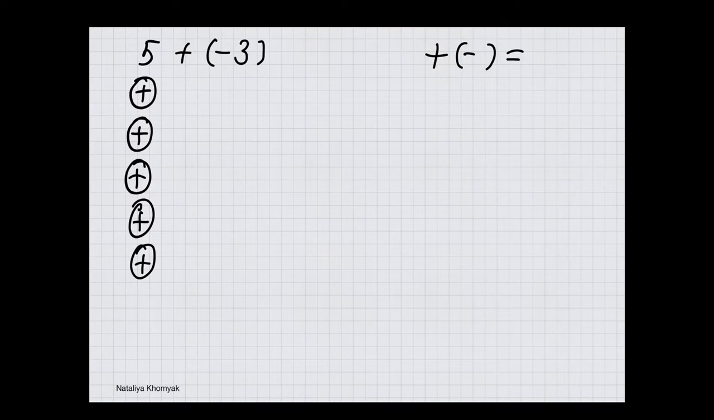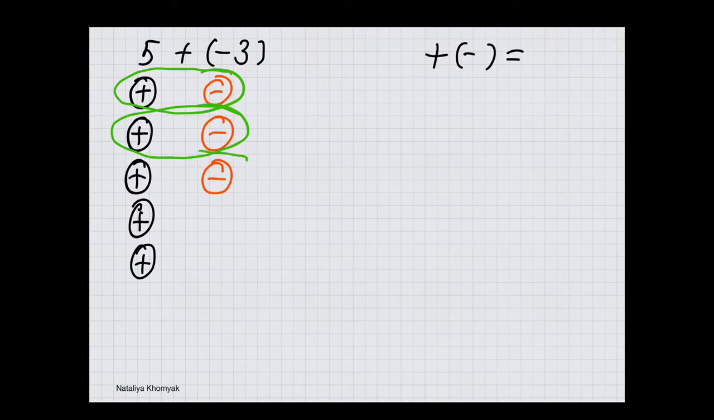Positive 5 plus negative 3. So we are adding 3 charges that are negative. We end up having additive inverses that add up to neutral charge. As a result, we have 2 charges left over and they are positive. So adding negative charges is the same as just having a negative 3 over there.